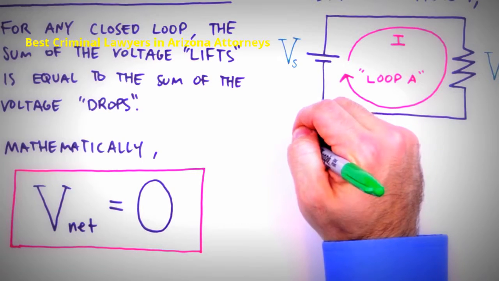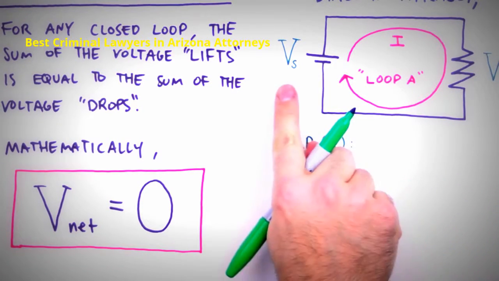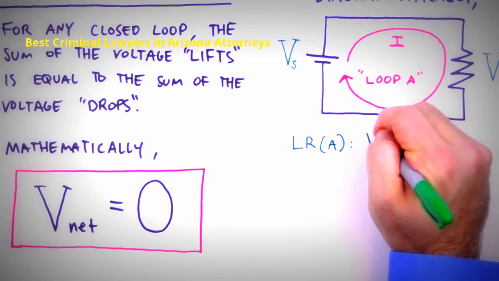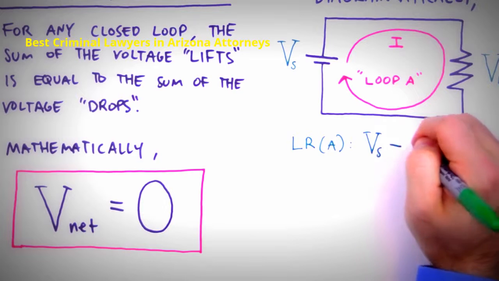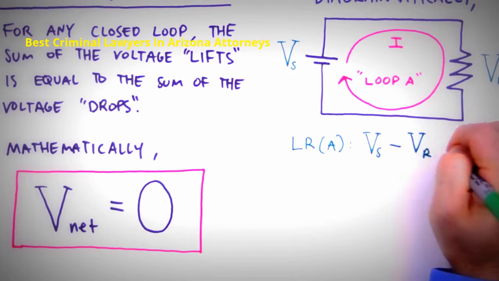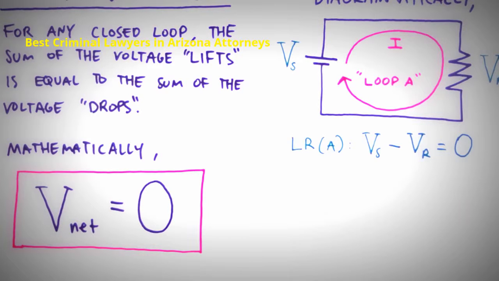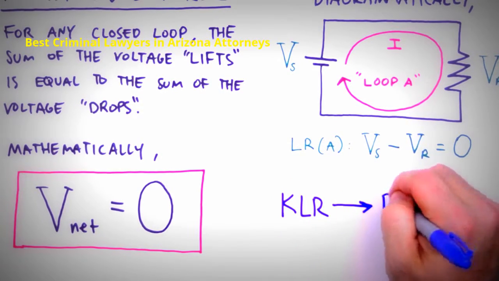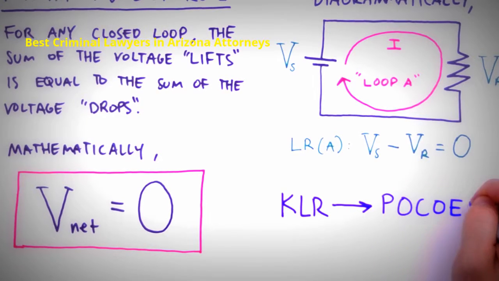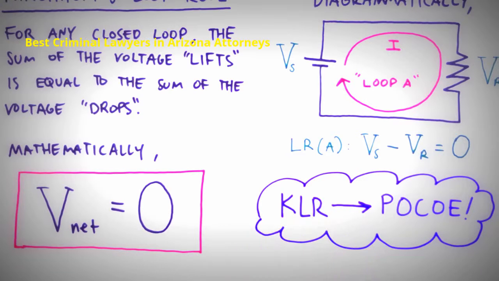Okay, to apply the loop rule to loop A, we'll travel clockwise around the loop summing voltages. Starting on the bottom left, we'll have positive V sub S, a voltage lift. Moving around the other side, we'll have negative V sub R, a voltage drop. We set that equal to 0, and that is how we apply the loop rule. By the way, Kirchhoff's loop rule, like the junction rule, has its physical roots in a conservation law, namely the principle of conservation of energy.